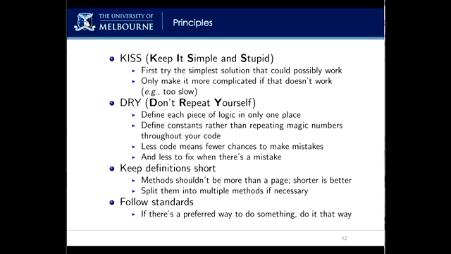There's also the DRY principle, don't repeat yourself. So define each piece of logic once. If you've got something logical happening, do it once, put it in a method, and call upon that method as often as needs be to keep the code readable. And one of the things that we'll see in a minute is that less code means fewer chances to make mistakes. And that is the key, right?